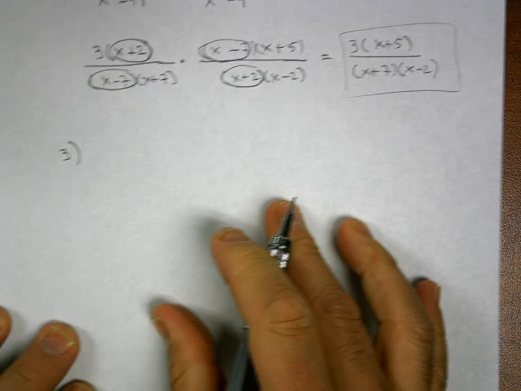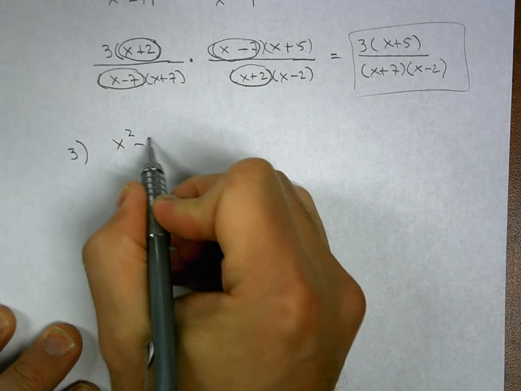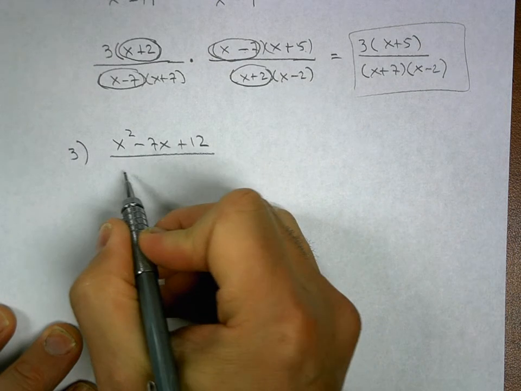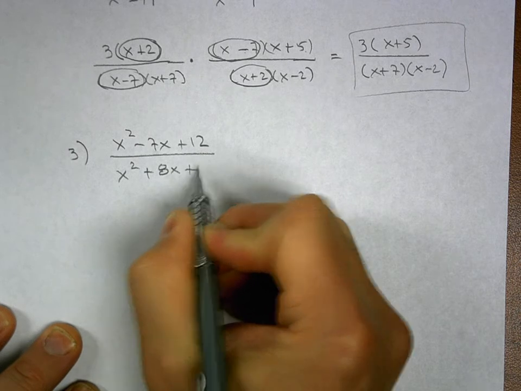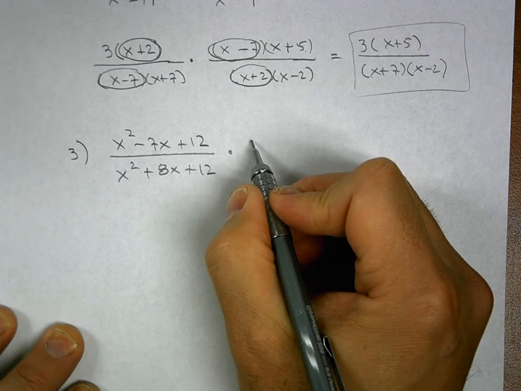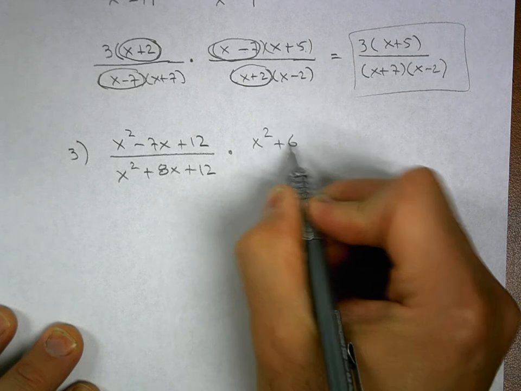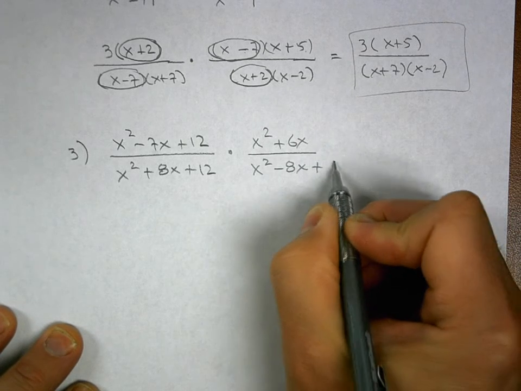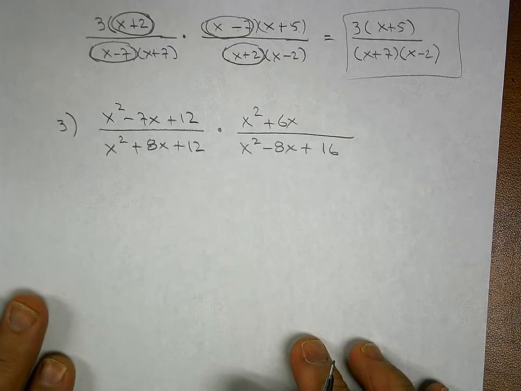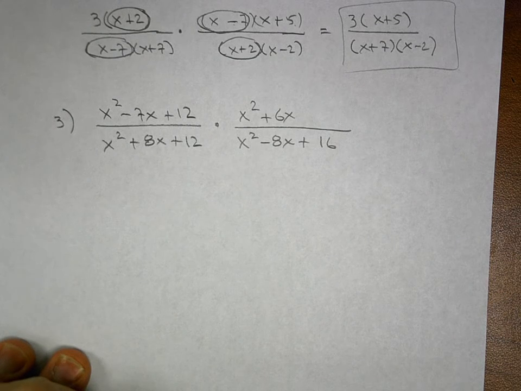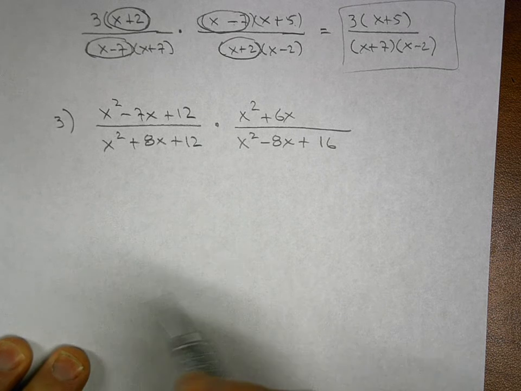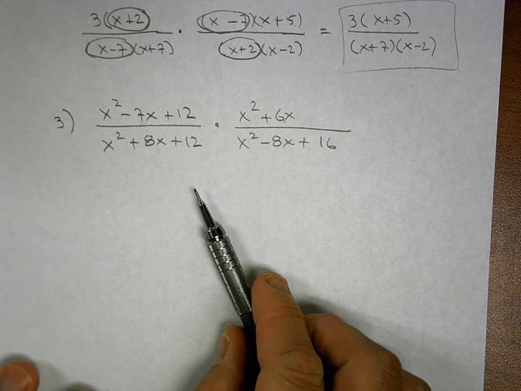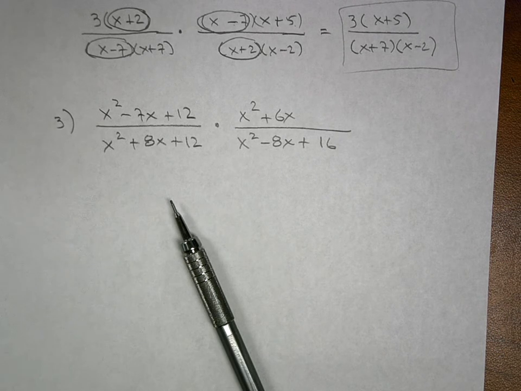Okay, number 3. x squared minus 7x plus 12 over x squared plus 8x plus 12, times x squared plus 6x over x squared minus 8x plus 16. So we're going to multiply this and reduce our answer. I know we can all factor, so factor and reduce. And then I'll call on you guys to tell us how you factored it.